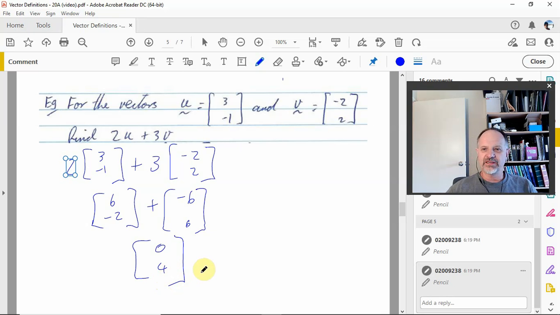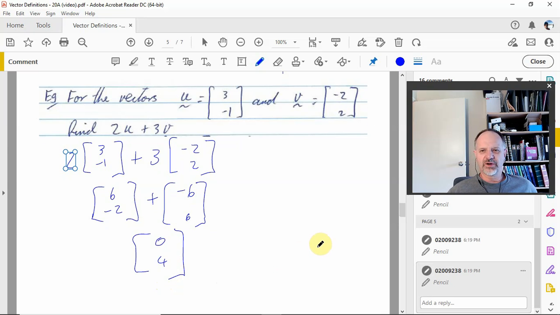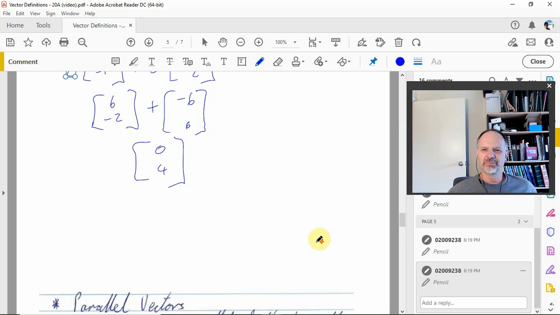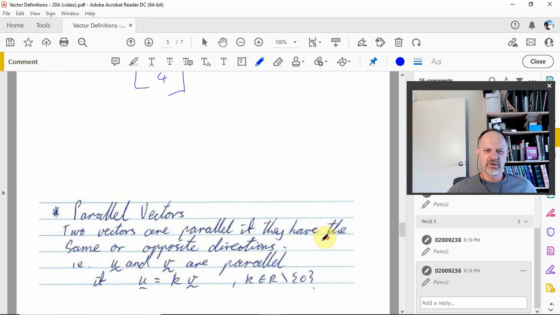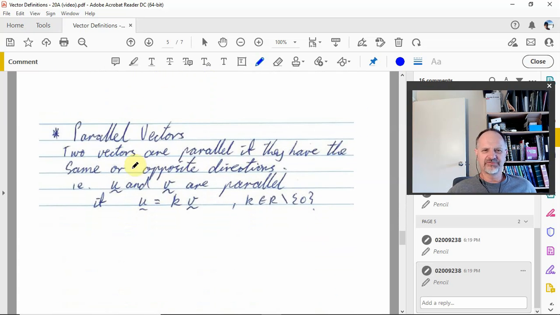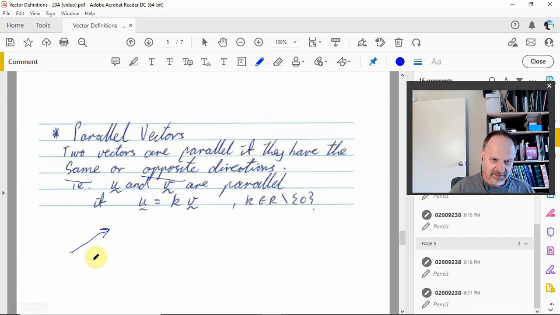So column vectors, a lot more straightforward than doing it geometrically. All right, so vectors are parallel. So the definition here, two vectors are parallel if they have the same or the opposite directions. All right, so that and that are not parallel. That vector and that vector are parallel, but then they're also parallel to that one because they all lie in that same line.